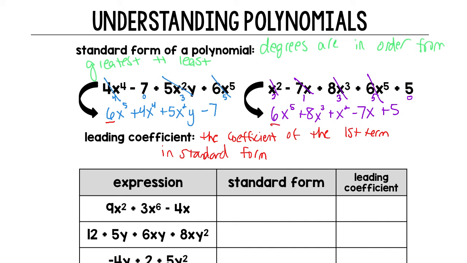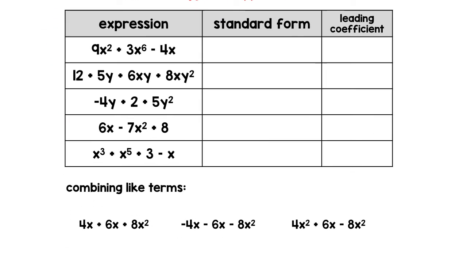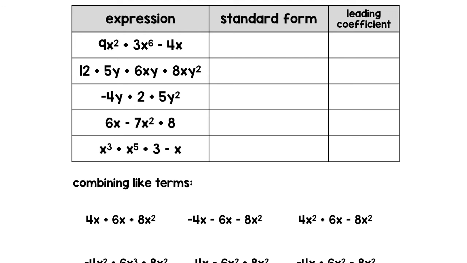I like to abbreviate leading coefficient with LC when I write it because leading coefficient is just too many letters for a mathematician to write all at once. Let's do some practice here. We have an expression. We want to write it in standard form.